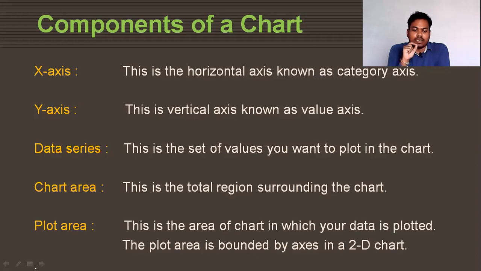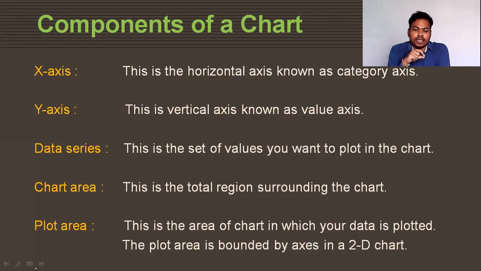This is the data series. The x and y axes are ready now. Inside that we will put the data to show some kind of data, for example an increment, we will put some values. Those values that we plot using bars or lines are known as the data series. This is the set of values you want to plot in the chart.